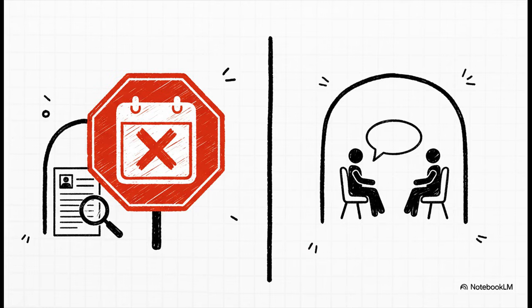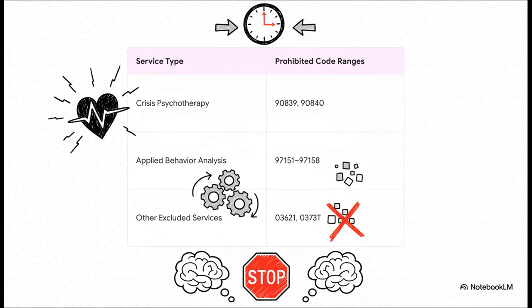These codes, 90791 and 90792, are for evaluation. They are not for treatment. Psychotherapy is treatment. You simply cannot bill for both on the same day because they have totally different goals. One is about diagnosing the problem, the other is about treating it. And just to be super clear, you cannot report a diagnostic evaluation on the same day as crisis psychotherapy or applied behavior analysis.